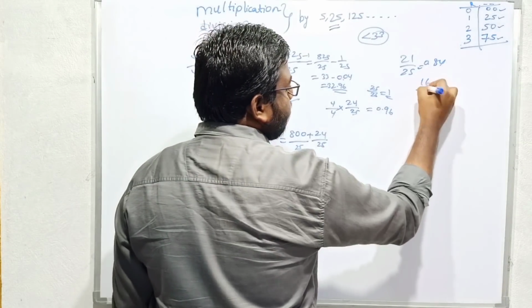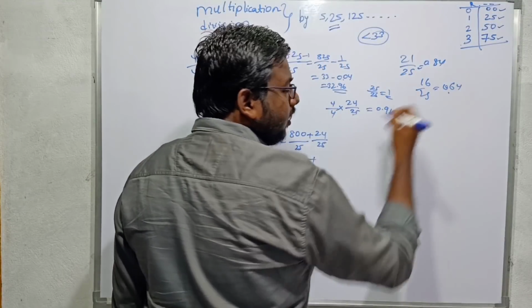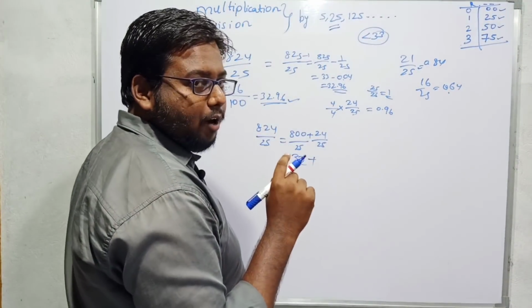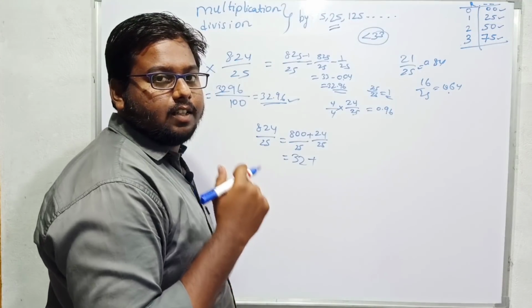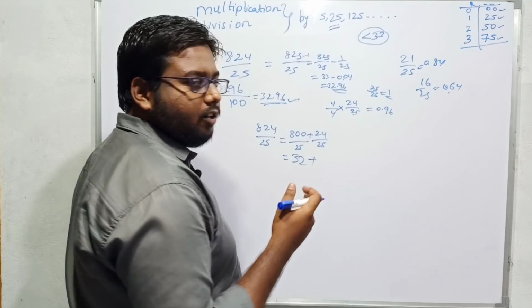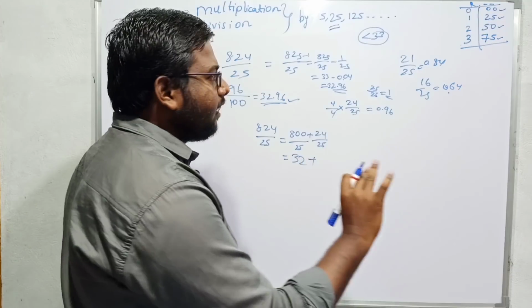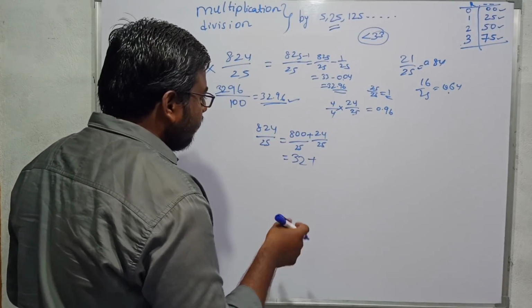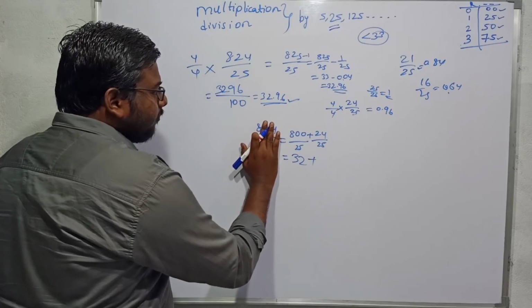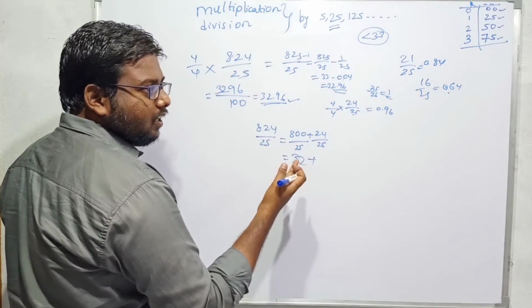For example, if it is 16 by 25, I have to write 0.64. If it is 17 by 25, 0.68. 13 by 25, 0.52. 19 by 25, 0.76. For example, 23 by 25, 0.92. You have to be clear in it. If you are clear in it, then this will be very easy. 8 fours are 32, 24 fours are 96.